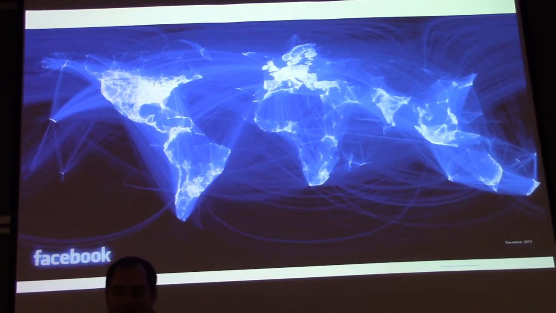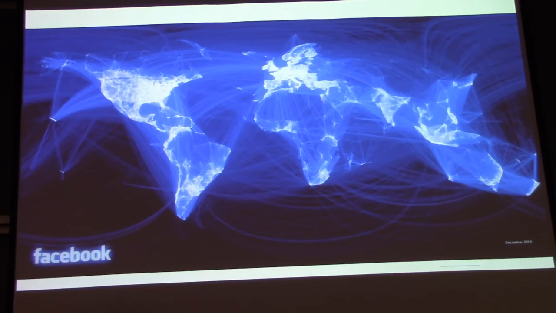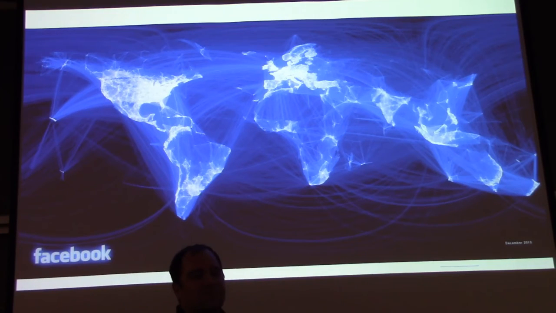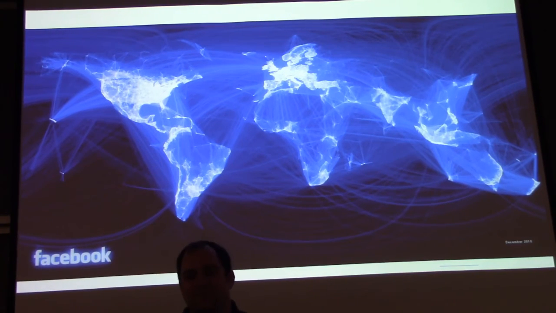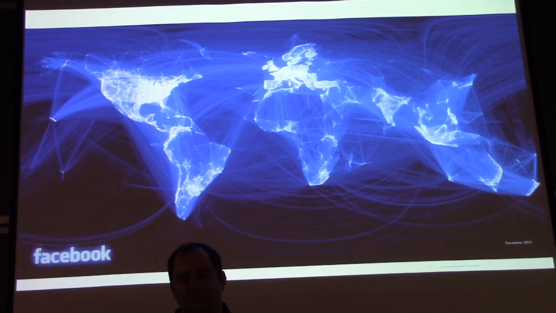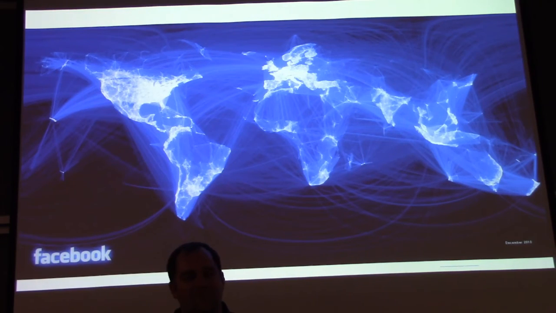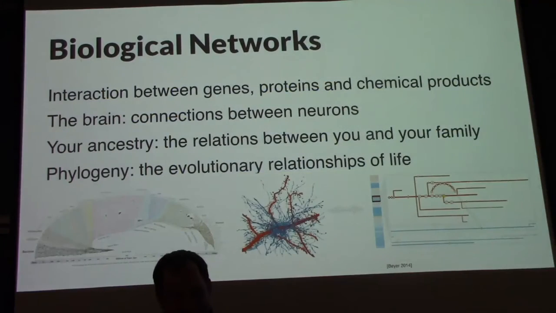Here is a graph of Facebook where the nodes are geolocated. What is an interesting thing about this network? Where's China? China isn't there, of course, because Facebook isn't allowed there.